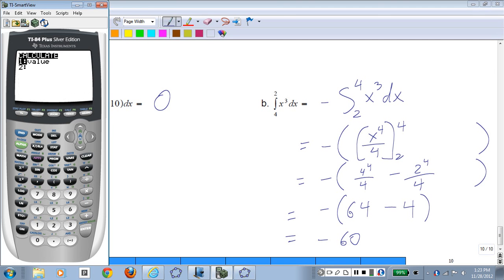Second, calc 7. If we go from a lower limit of 4 to an upper limit of 2, it shows us the area, but it multiplies by negative 1 because I reversed the upper and lower limit. So it's negative 60.